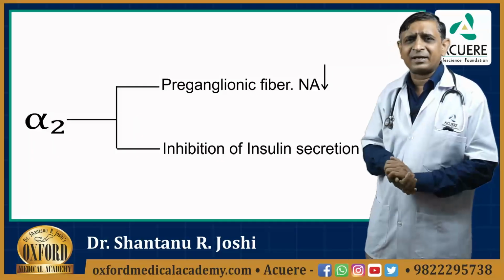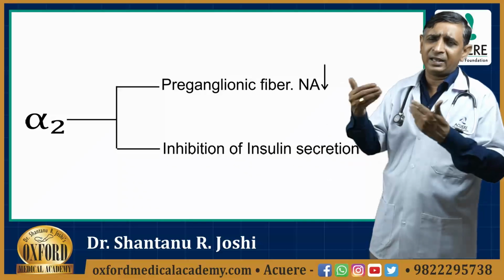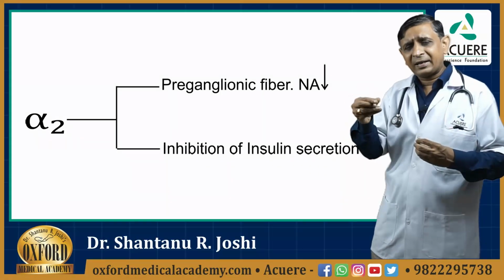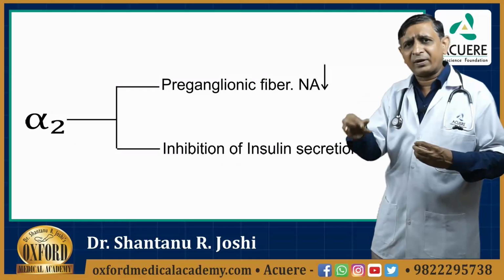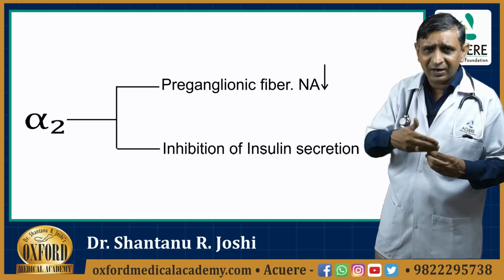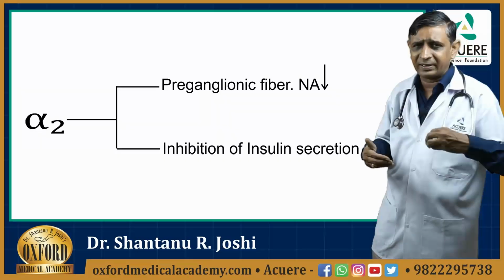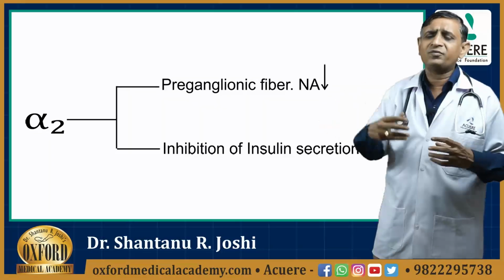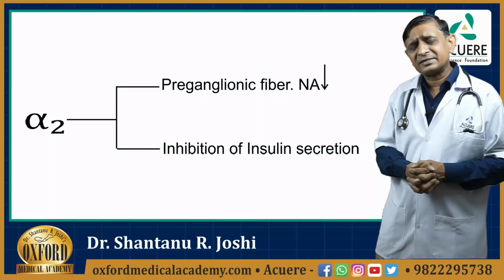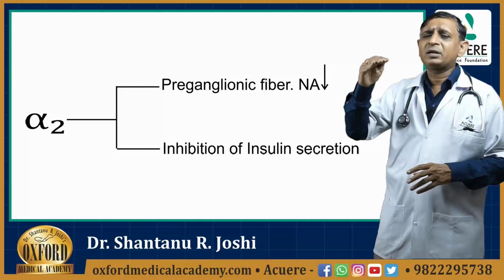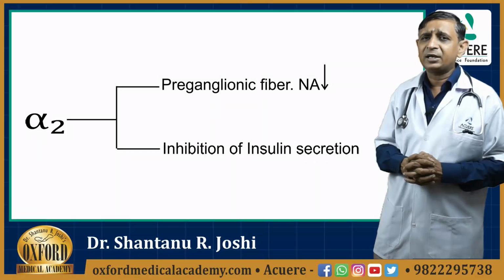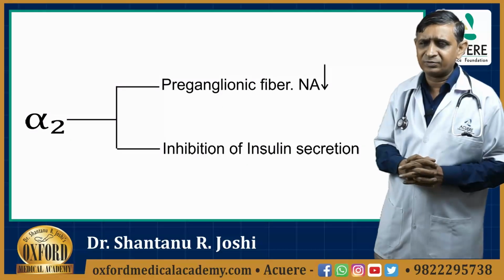Alpha 2 receptors are expressed on the preganglionic fiber, where the secreted neurotransmitter again binds to the alpha 2 receptor. The binding of it reduces the further release of, say, noradrenaline. Then it is also responsible for reduced secretion of insulin. It inhibits the insulin secretion, alpha 2.